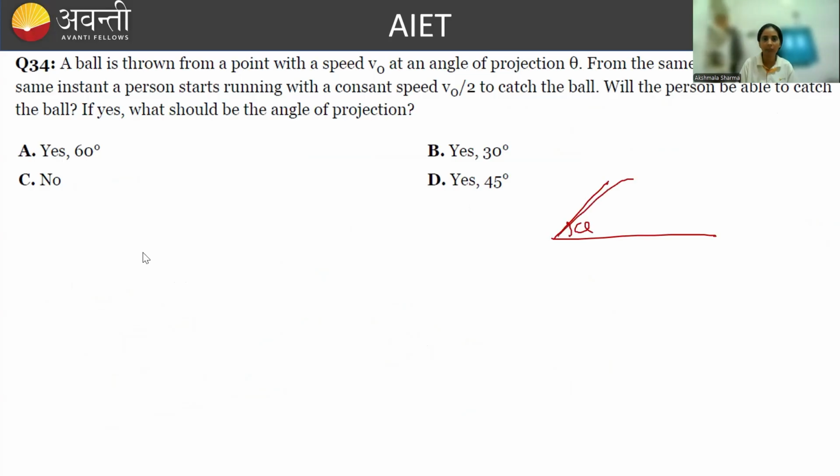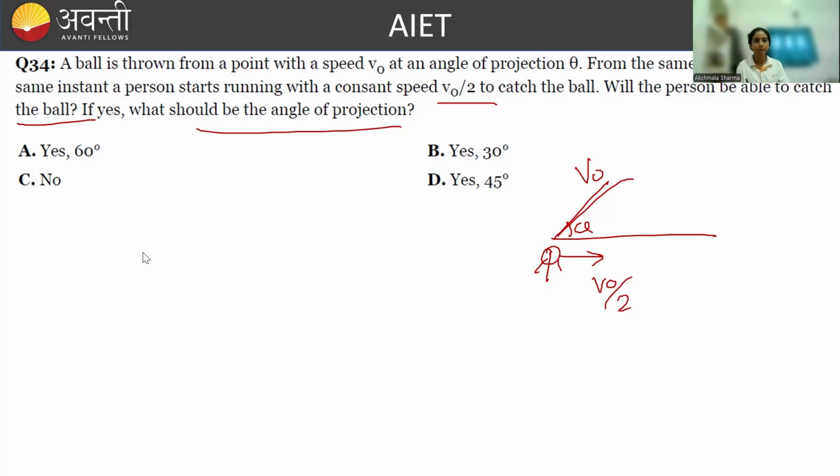So, at angle of projection theta, we are throwing something at a speed v naught. From the same point and at the same instant, a person starts running with a speed v naught by 2 to catch the ball. Will the person be able to catch the ball? If yes, then what should be the angle of projection?